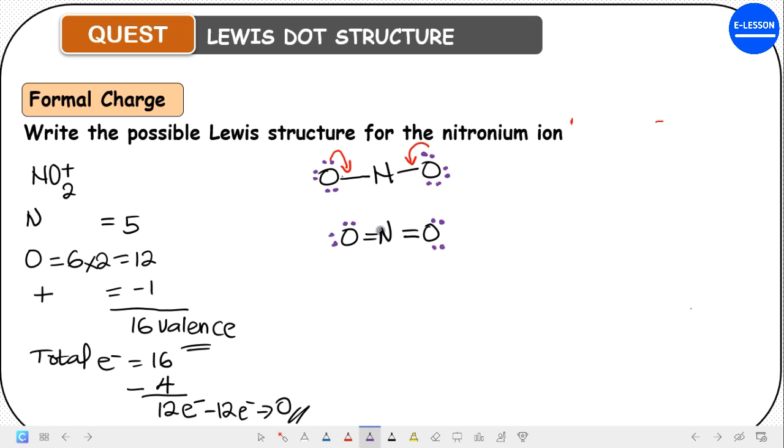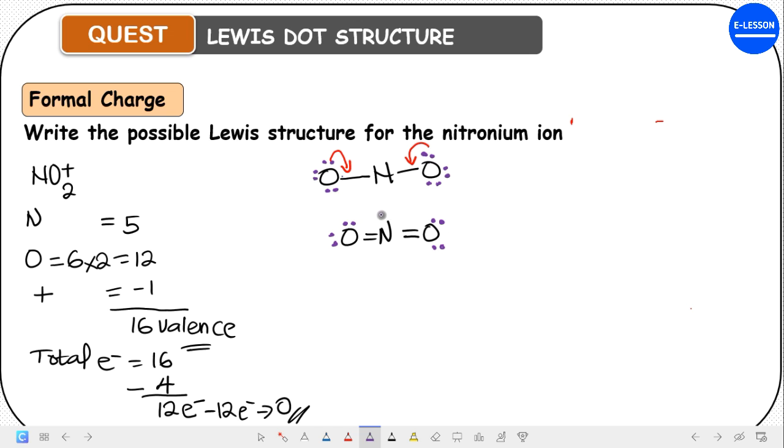So the question now is, is the octet of nitrogen complete? And every other atom here, is the octet complete? Now look at nitrogen. Nitrogen is how many here? This is 2 electrons here, because each bond has 2 electrons. 2, 4, 6, 8, which is complete. How about oxygen? This is 2, 4, 6, 8, complete. Same thing applicable to this one. 2, 4, 6, 8. Everything is complete. So this is the correct Lewis dot structure for this compound.